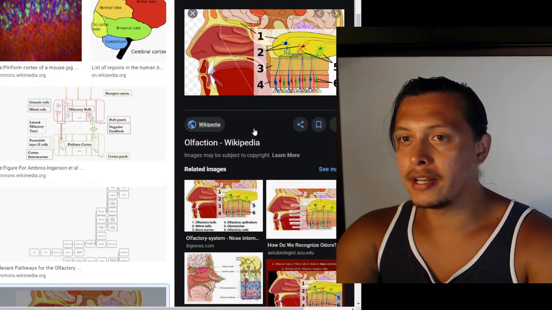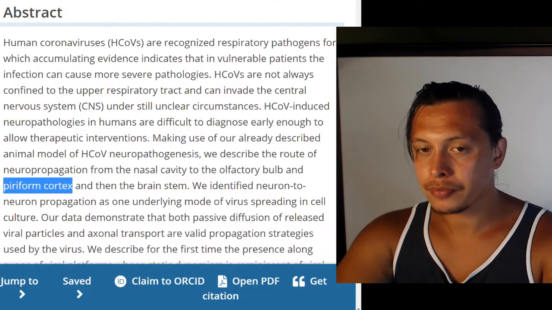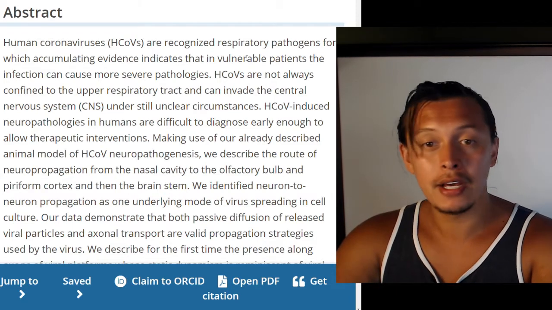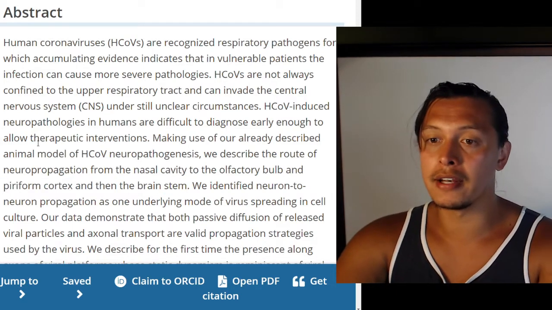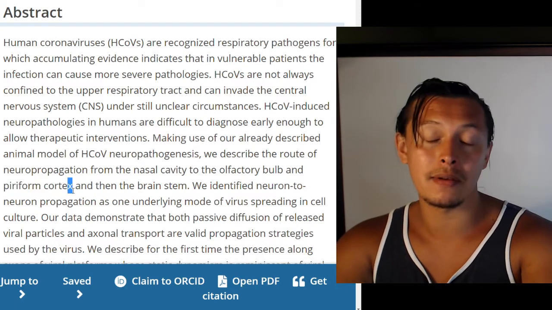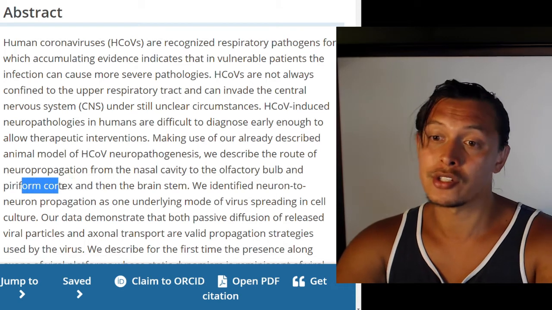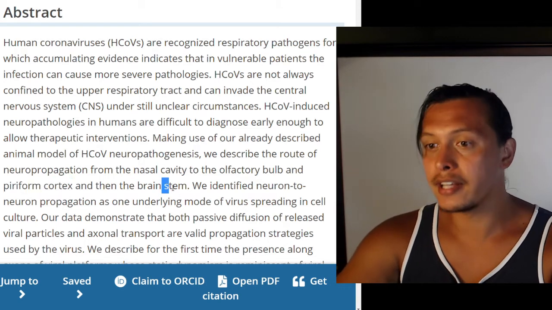So it is just another section of the brain, and then it gets to the brainstem after that. So it gets into your olfactory bulb, it then goes into this piriform cortex, and I'm sorry, I'm not a neuroscientist, so I won't be able to tell you what exactly this is. It's just another part of the brain, and then it gets into the brainstem.